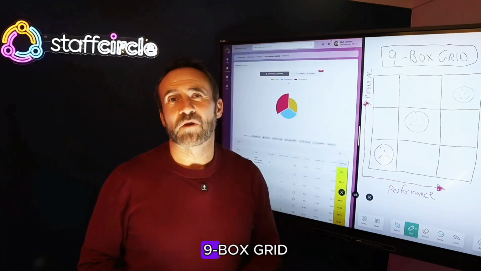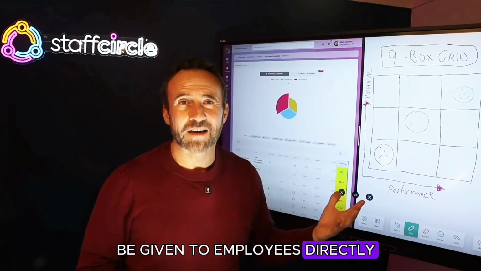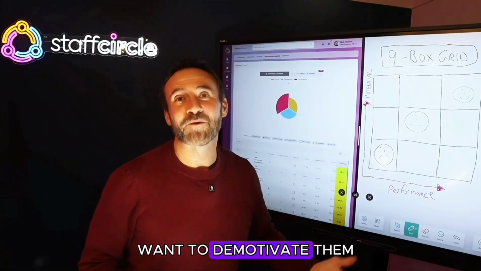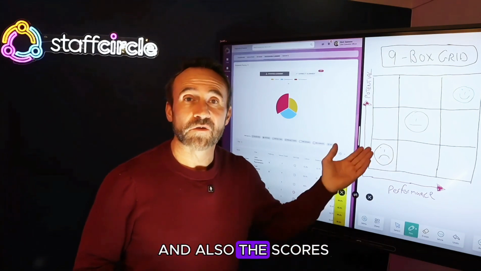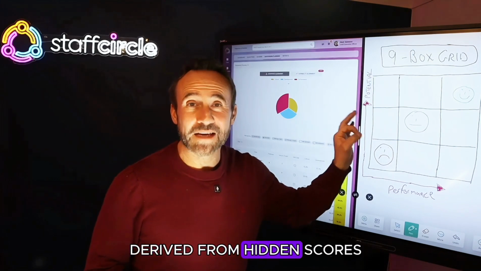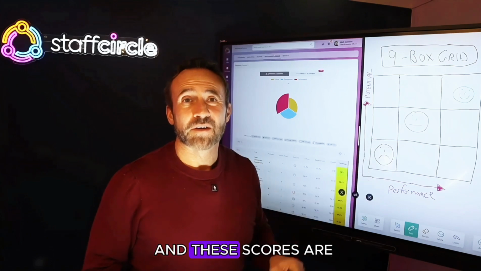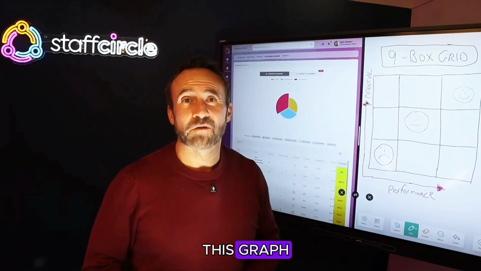The problem with the 9box grid is that it can't be given to employees directly, unless, of course, you want to demotivate them. And also, the scores that are calculated are derived from hidden scores within previous annual or biannual appraisals. And these scores are what plot you on this graph.